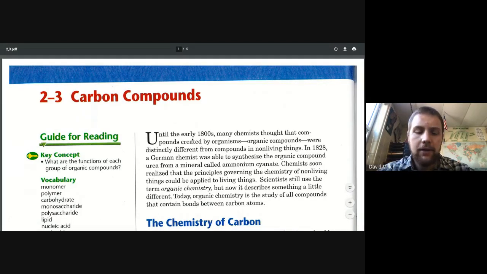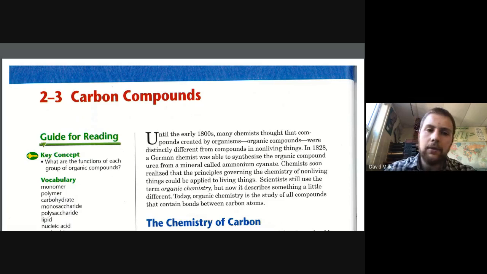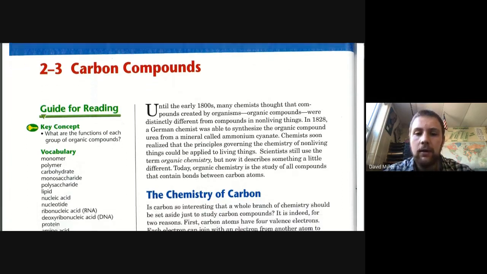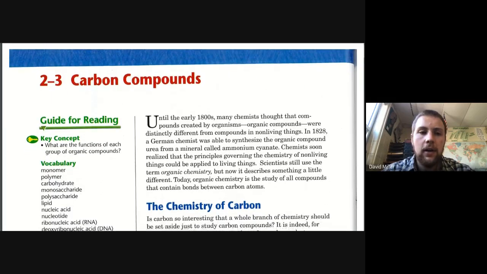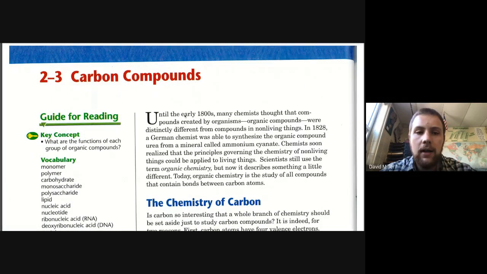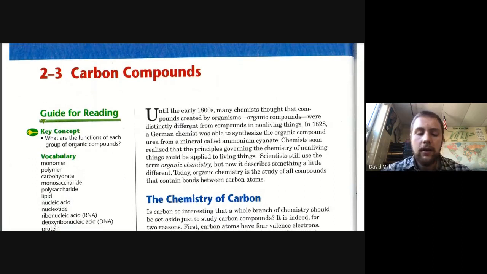Hello, biology students, and today I'm going to be doing another text audio edition of our biochemistry unit. So today I'm going to be reading over your section 2.3 on carbon compounds. So make sure you are filling out that section 2.3 reading guide that goes along with this, that worksheet that will go right along with this text. All right, let's go ahead and get started.